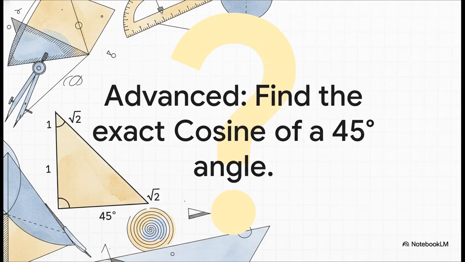All right, time for the advanced round. We're looking at a special case, a 45, 45, 90 triangle. The cool thing about these is that the 2 legs are always equal. Let's just say they're both 1 unit long. That means the hypotenuse has to be the square root of 2. Our job? Find the exact cosine of a 45-degree angle.